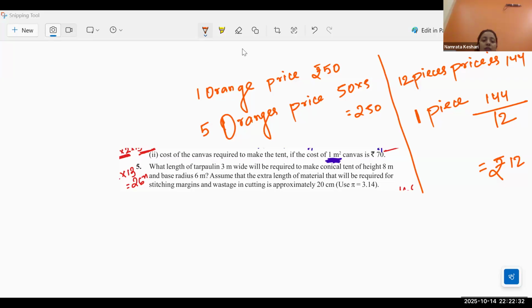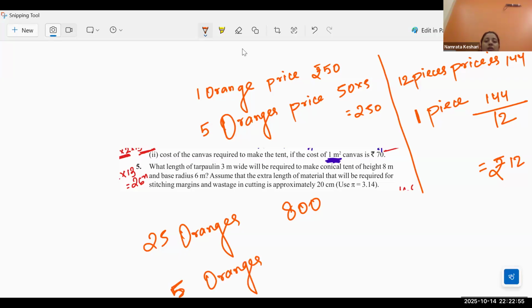Now the third situation, where the question will be given in such a manner that the price of 25 oranges is 800 rupees, and you want to find the price of just 5 oranges. So here you are not thinking about one. The price of 25 oranges is given and you want to buy 5, or maybe you want to buy 8 oranges. What will you do?